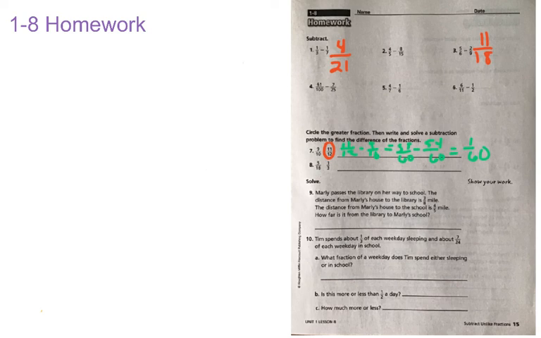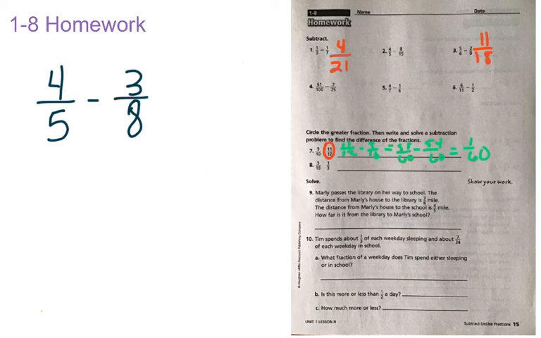Number 9 says, Mary passes the library on her way to school. The distance from Mary's house to the library is 3/8 mile. The distance from Mary's house to the school is 4/5 mile. How far is it from the library to Mary's school? Well, the library is on the way, so this is going to be a subtraction problem. We know the total distance from Mary's house to school is 4/5 of a mile. And along the way, she passes the library, which is 3/8 of a mile from her house. And so this is going to be another subtraction problem.